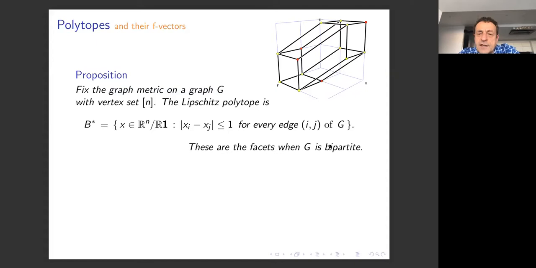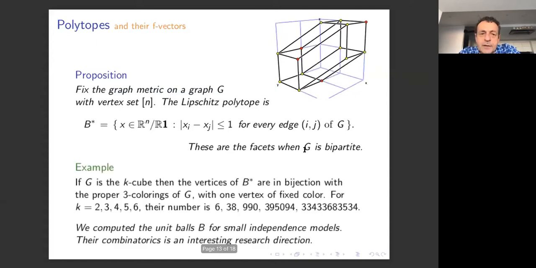And these are all the facets when G is a bipartite graph. Okay? So the cube, of course, is a bipartite graph. So here, if G is the k-dimensional cube, then you can analyze what the vertices are. So this is our unit ball, appropriate polytope, and the vertices have a combinatorial meaning. They're in bijection with proper 3-colorings of the graph, with one vertex of a fixed color.